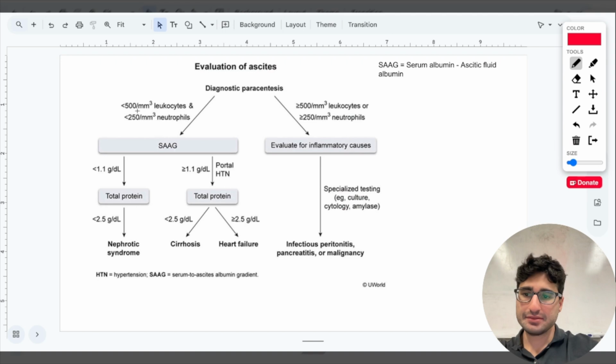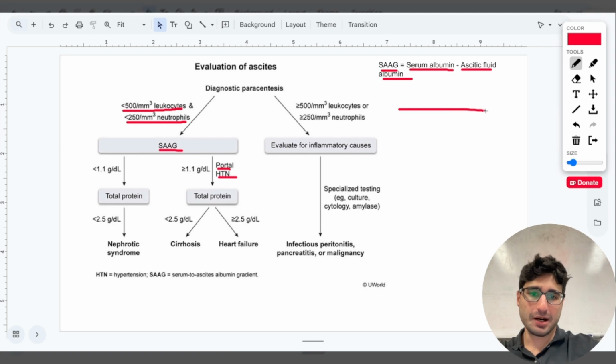Now, if the number is less than 500 for leukocytes and less than 250 for neutrophils, what we're going to be doing is looking at the serum to ascites albumin gradient, or SAAG. This is going to be the equation for SAAG. We are going to be subtracting ascitic fluid albumin from serum albumin. So serum albumin minus ascitic fluid albumin is the equation for SAAG. And if the number is 1.1 or greater, then that is going to be indicative of portal hypertension.